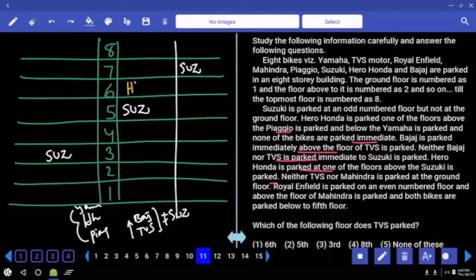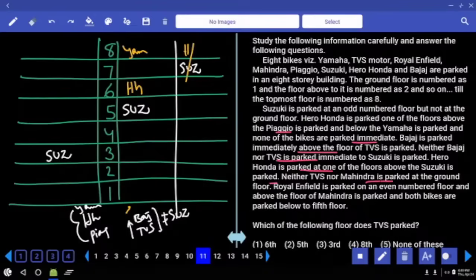Yes, possible. If Hero Honda is here, then Yamaha will be here. Is that the possibility? Now can we have Hero Honda here? Now if Hero Honda is here, then Yamaha must be before this one, not possible. Clear in this case? Now here that has been done. And Bajaj and TVS. Yamaha, Hero Honda and Piaggio.